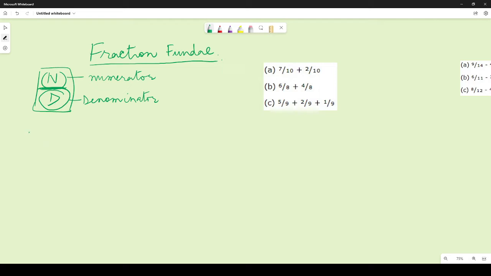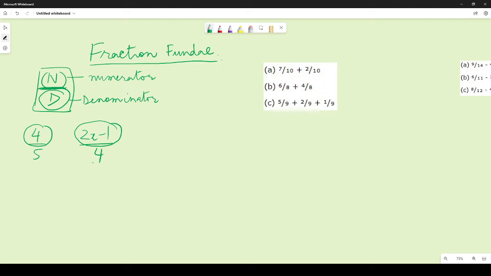Suppose you have something like 4 by 5. This is the numerator and this is the denominator. If you have (2x minus 1) by 4, this is the numerator and this is the denominator. This entire thing is the numerator and this entire thing is the denominator.